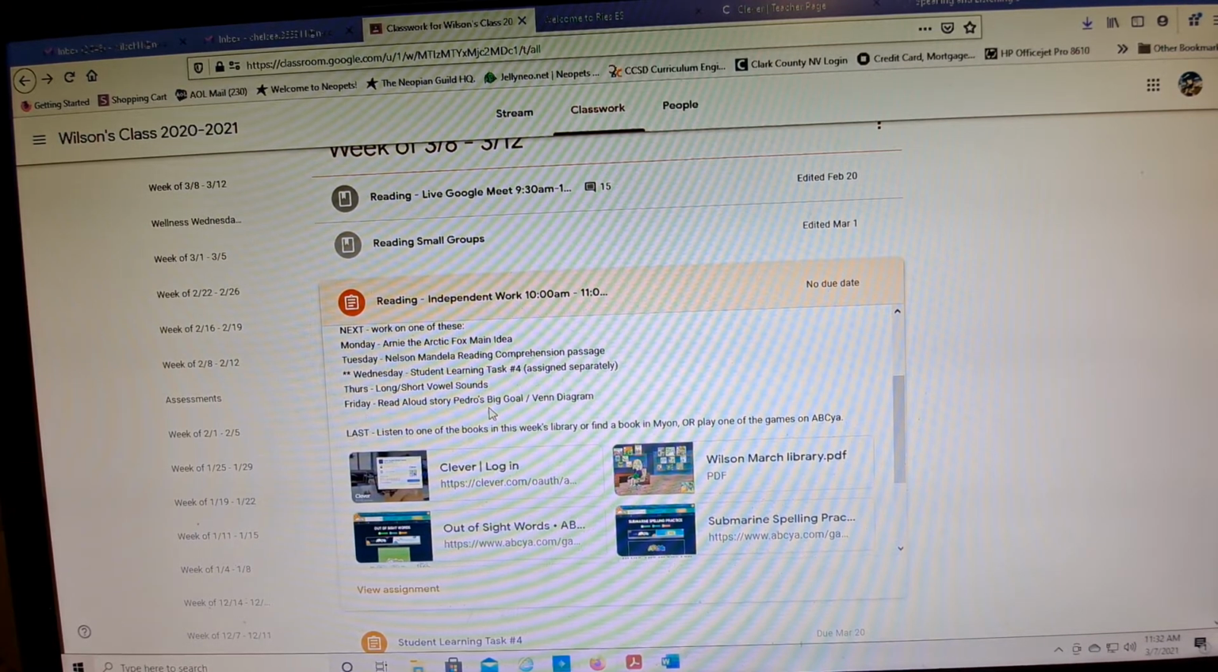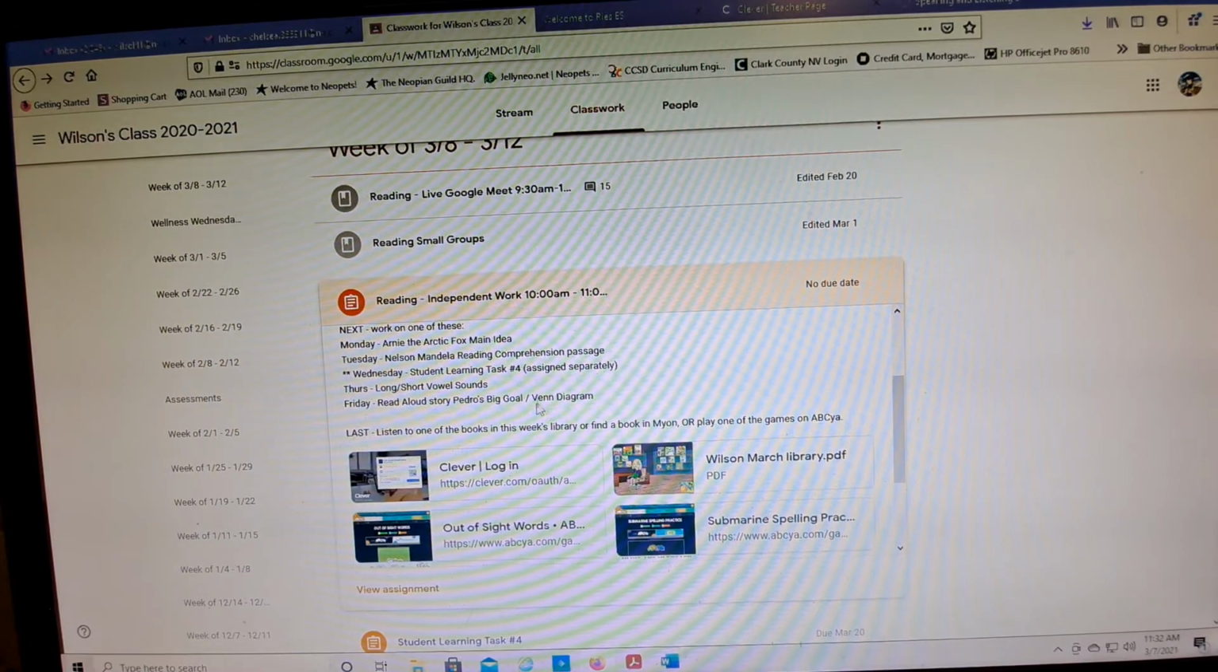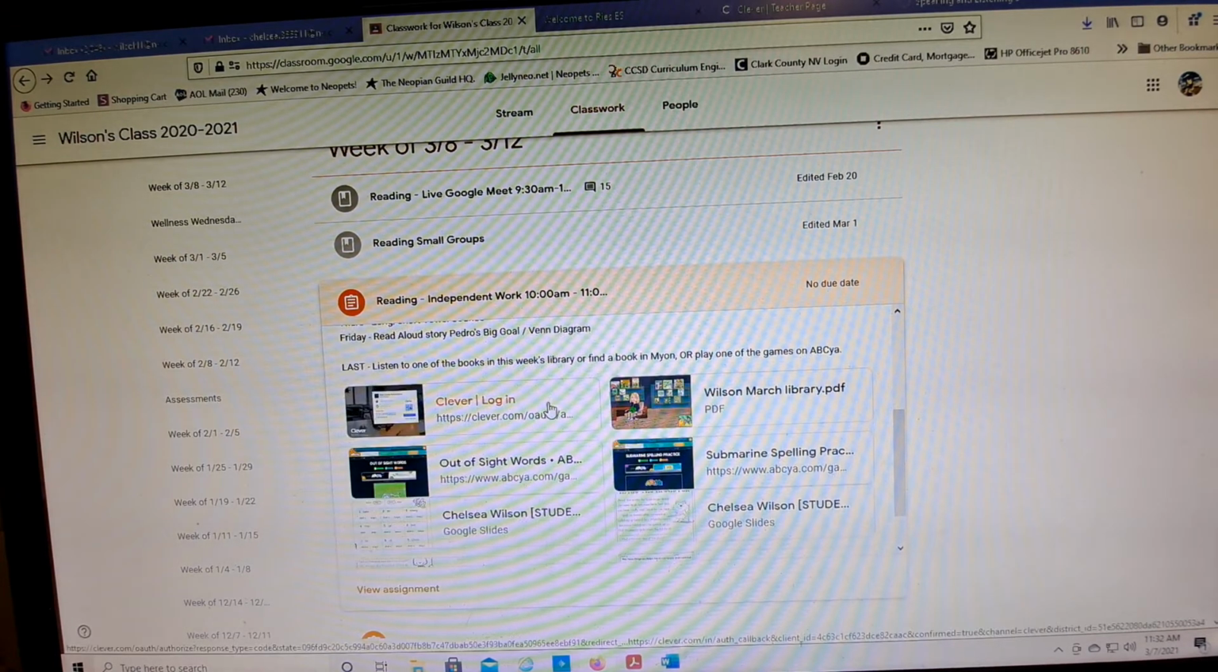And we'll do a Venn diagram comparing it to the story from last Friday, which was Yasmin the Soccer Star. They're both soccer stories. So it's kind of neat to do a Venn diagram, and we can kind of compare and contrast them. So we will do that as a class. On Friday, they will have it in their assignments to complete independently as well.